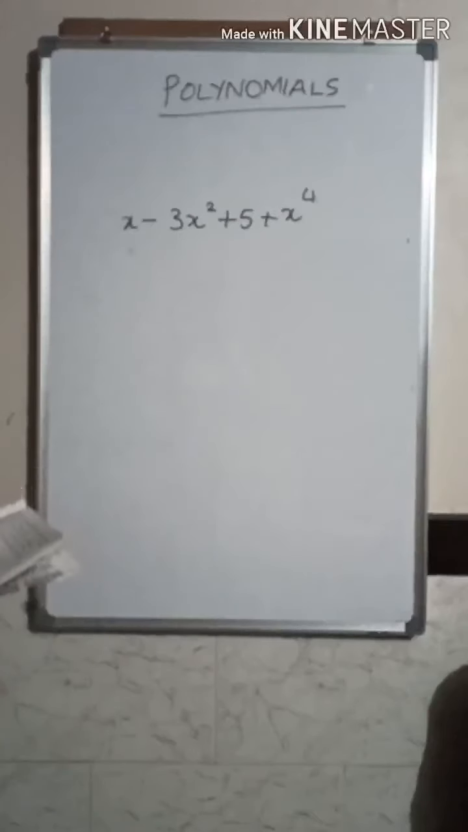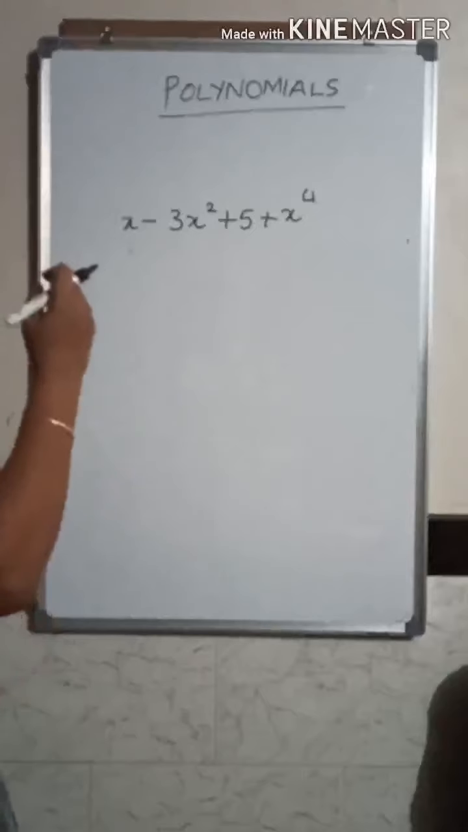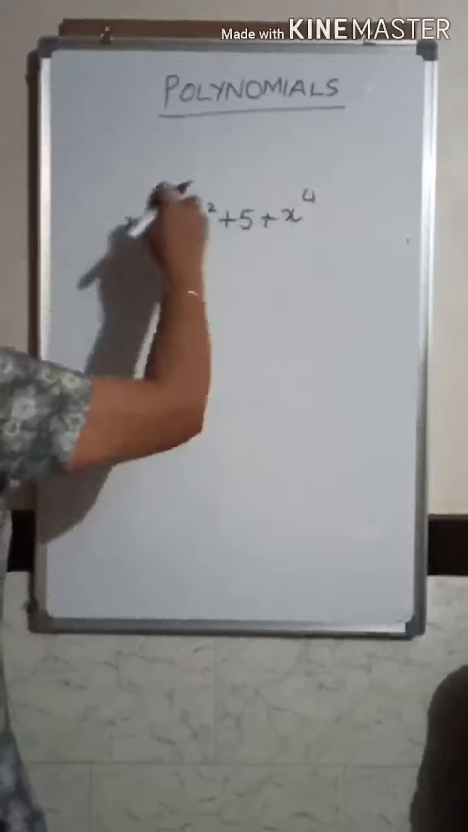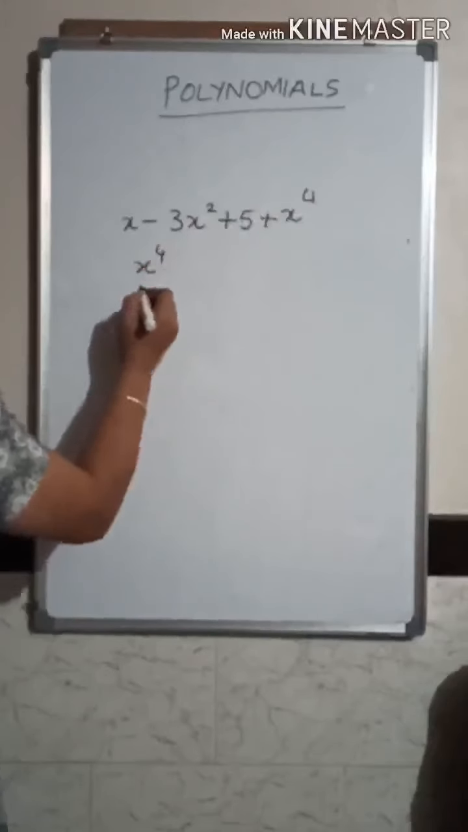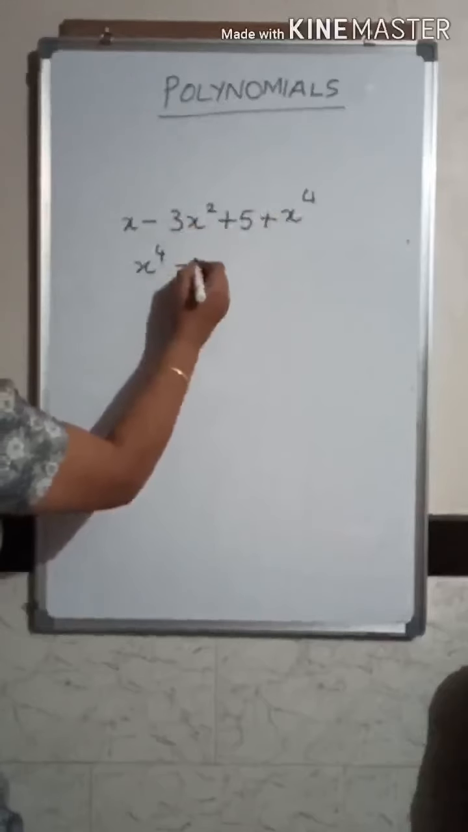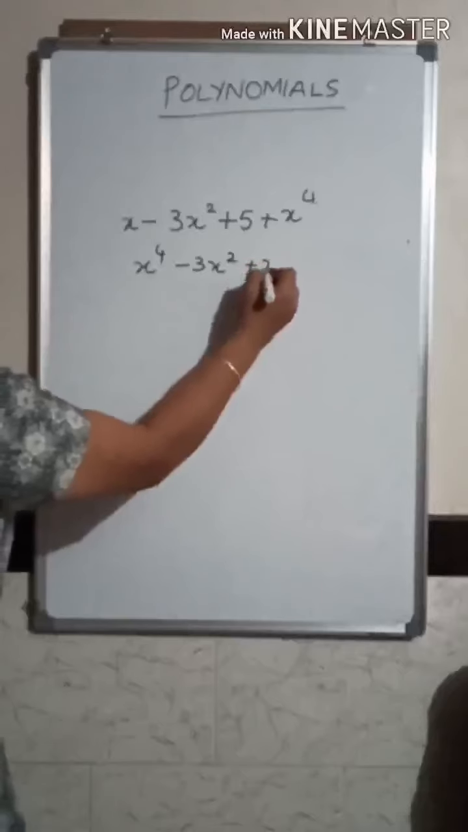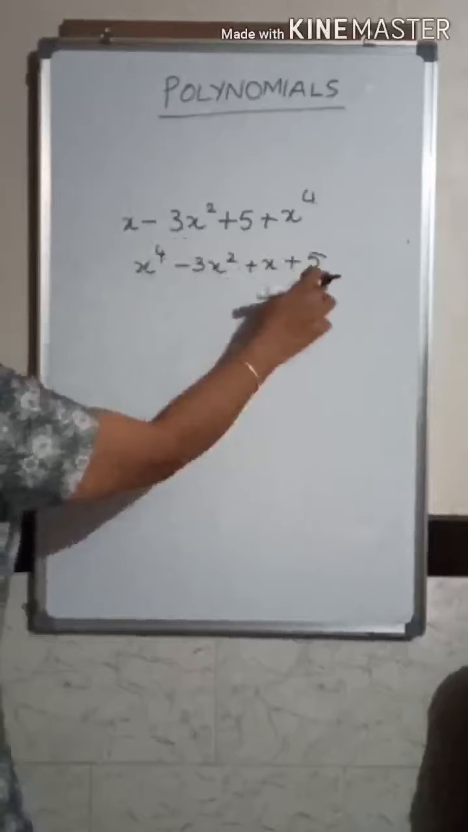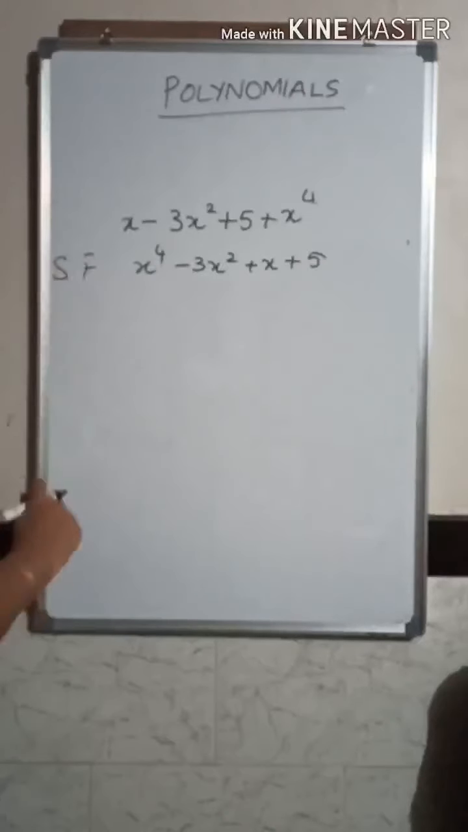Now to write this polynomial in the standard form, you have to rearrange the terms from the highest power, that is you have to arrange them in the descending order, that is from the highest power to the constant. So here the highest power is x to the power of 4. The next highest power you have got is minus 3x square. The next term you have got is plus x, and then you have to write the constant. So from the highest power to the constant you have to arrange it. This you call it as the standard form of the polynomial.